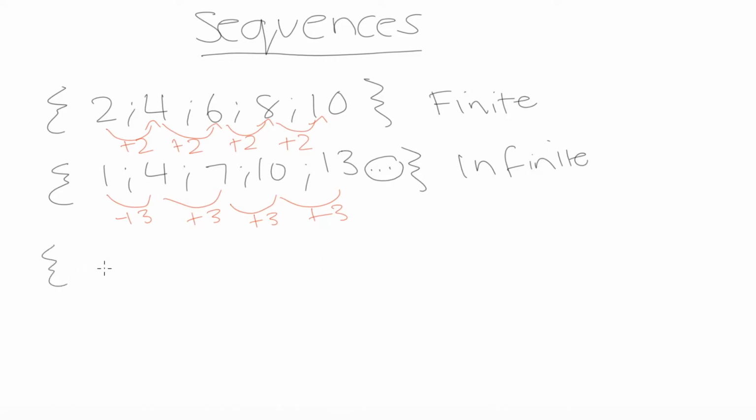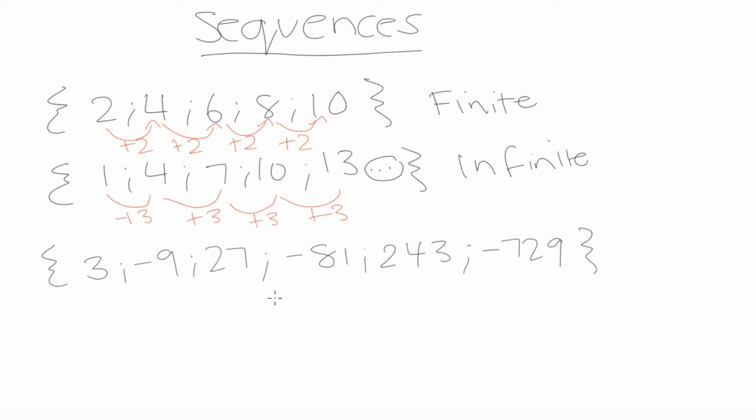Now let's say you were given the following sequence: 3, -9, 27, -81, 243, -729. Now, when we look at this sequence, it's different from these two in that we're not going to be adding or subtracting a specific number each time.